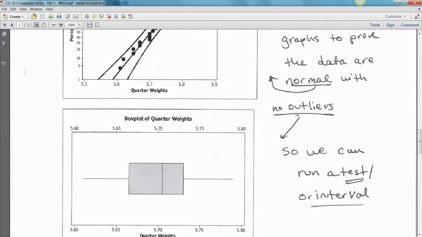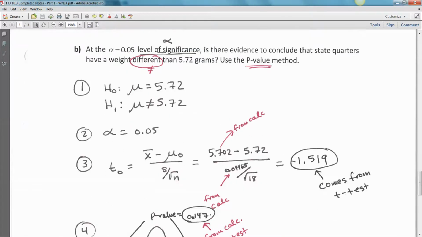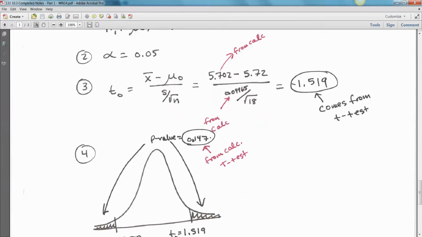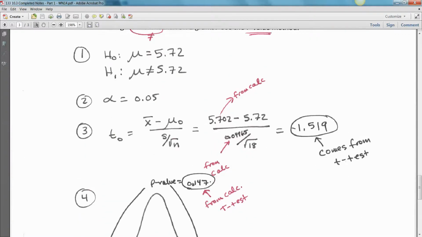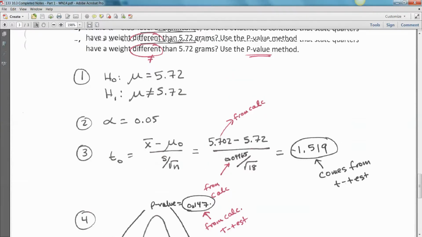All right, so how can we use the calculator to help us run the test? When you run a hypothesis test, you have to do all these different steps. But to actually run the calculation part, you can use the calculator to do a lot of the heavy lifting. The calculator can find this 5.702, which is your x bar value. It can find the s value of 0.04965, and that n is 18. It'll count the numbers for you, and it'll tell you the test statistic and the p-value, all when you run the t-test.